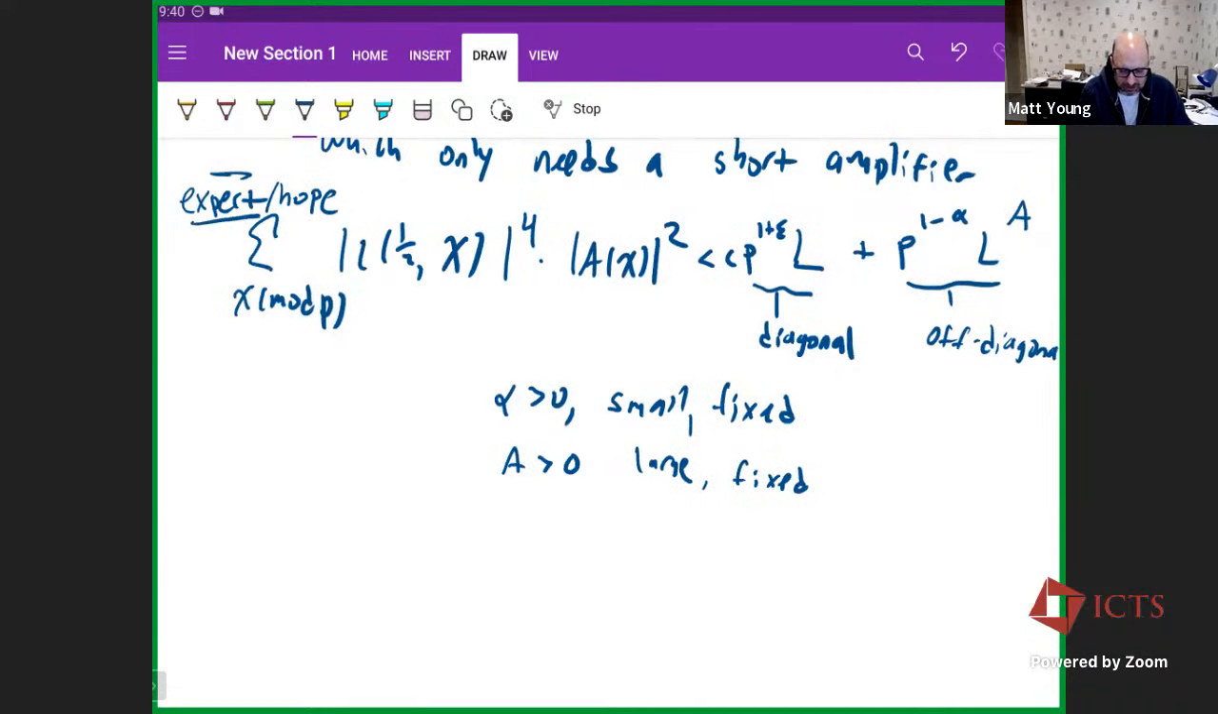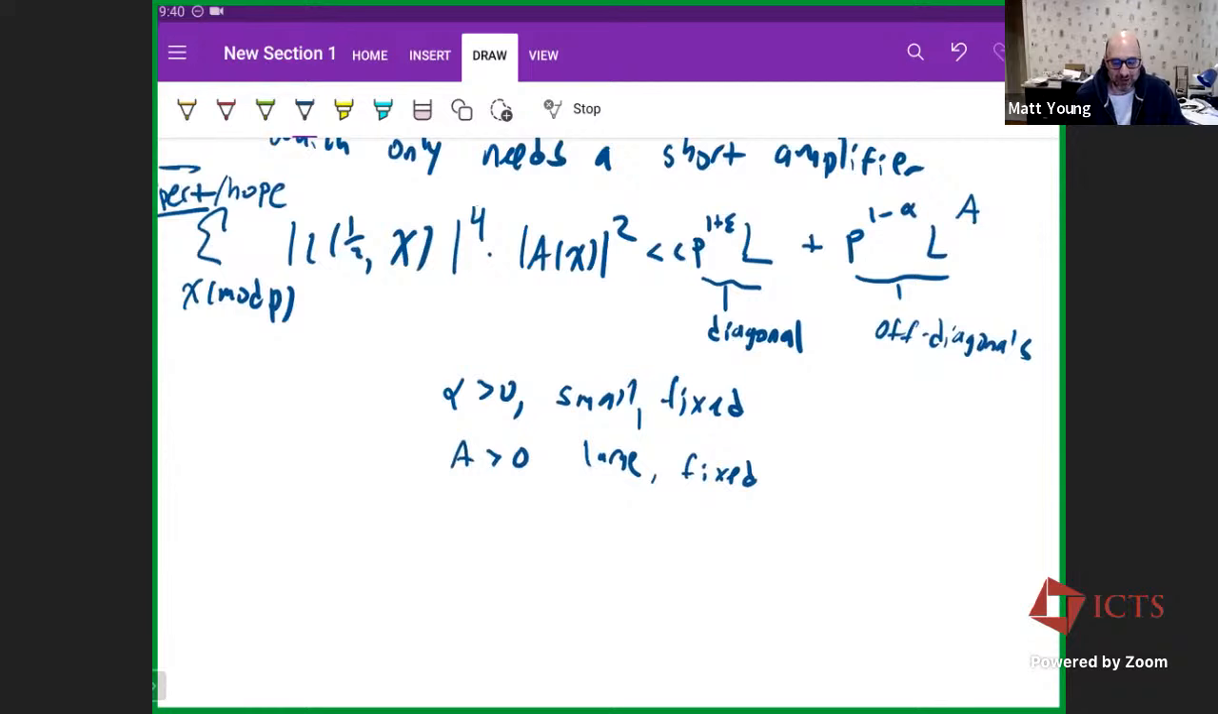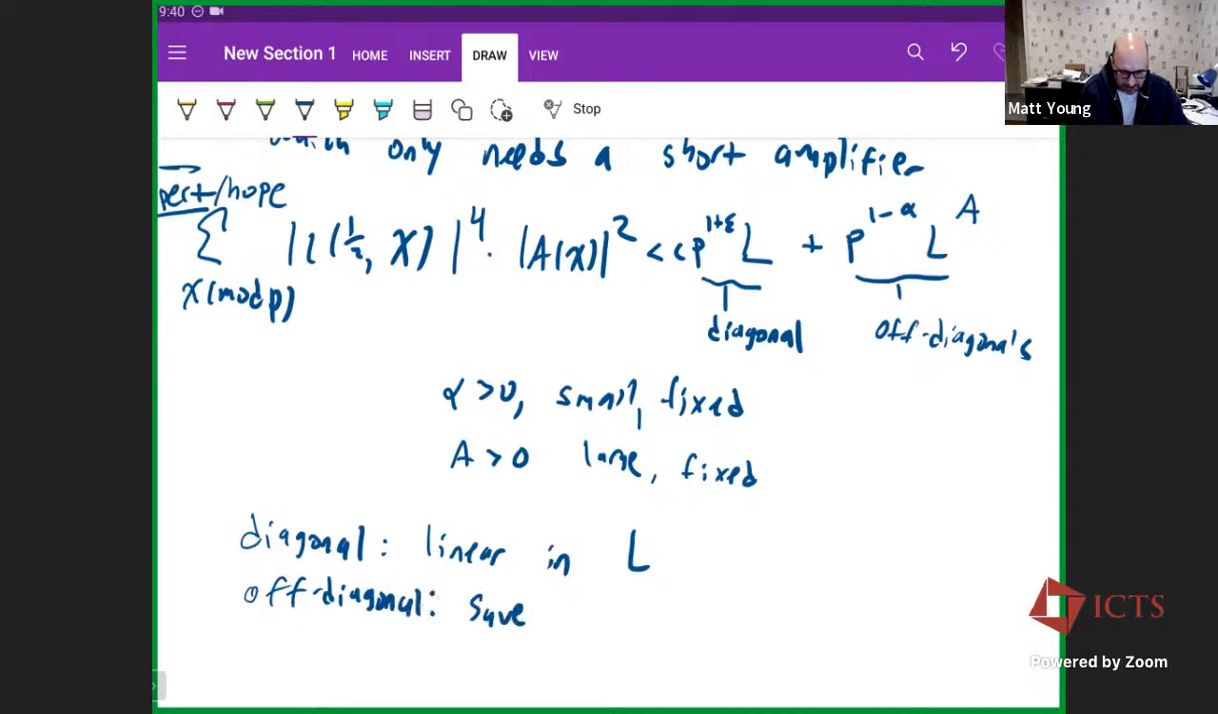So this is the shape that these amplified moments generally take. You have a diagonal and you have an off diagonal. The diagonal grows linearly in L, and the off diagonal grows more than linearly in L, but you save a power of P. So this is the structure that we're looking for: the diagonal is linear in L, and the off diagonal saves a power of P in the P aspect, but you get a bigger power of L.